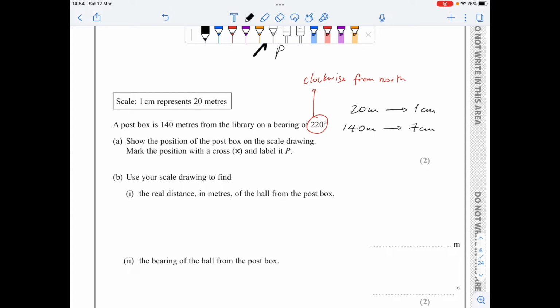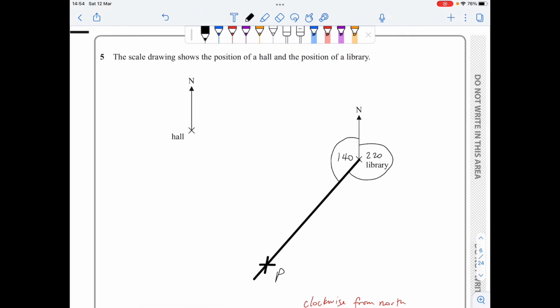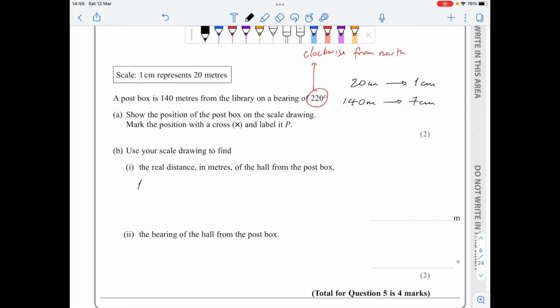For part B, I'll use the scale drawing to find the real distance from the hall to the post office and the bearing of the hall from the post box. So let's join the hall and point P. Now, if you use a ruler and measure this distance from hall to point P, it comes out to be 7.7 centimeters. So since 1 centimeter is equal to 20 meters, then 7.7 centimeters are equal to 154 meters. Note that the mark scheme accepts any answer from 150 up to 158 meters.